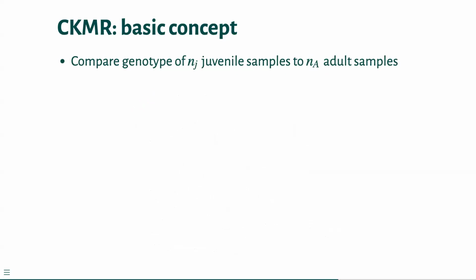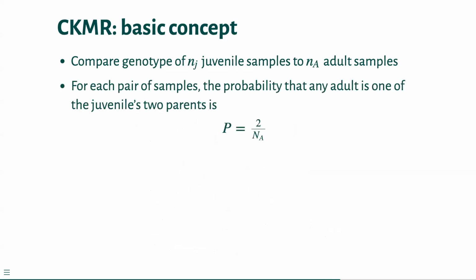In a little bit more mathy terms, if you compare the genotype of some NJ juvenile samples to some NA adult samples, for each pair of samples, each juvenile-adult comparison pair, the probability that the adult is one of the juvenile's 2 parents is 2 over the population size, or the abundance of adults. That makes sense because each individual has 2 parents, divided by the total population size. That's your probability that any individual adult will be their parent.